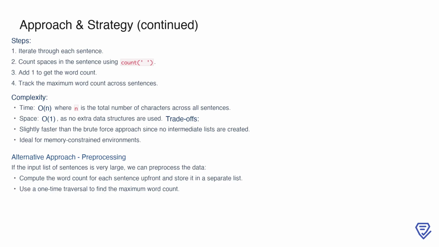Additionally, we briefly consider another alternative, pre-processing. In this strategy, we compute the word count for all sentences upfront and store them in a separate list. This allows for efficient repeated queries, but it introduces extra memory usage and is unnecessary for our current problem, as we only need the maximum word count once.